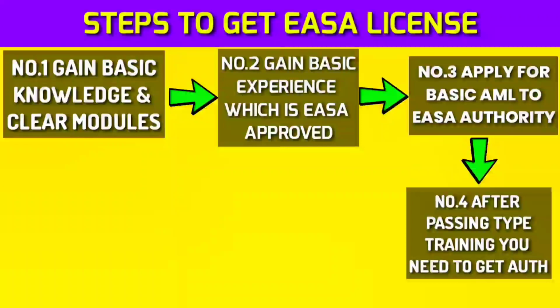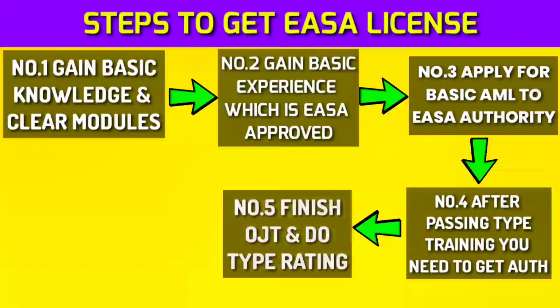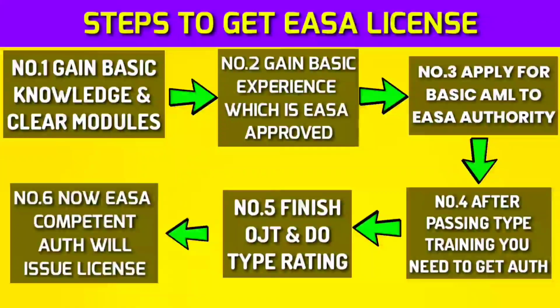Step number 4. Now after passing type training, theoretical exam and practical assessment, you need to get authorization for on-job training. Now step number 5. After finishing on-job training in any 145 or Subpart F approved organization for the first type rating only, later no need to do OJT, just the basic type rating will do. Number 6. The EASA competent authority will issue the license and that's how you become an EASA approved aircraft maintenance engineer.